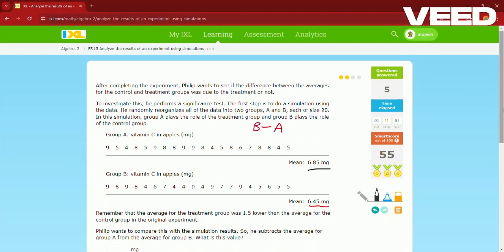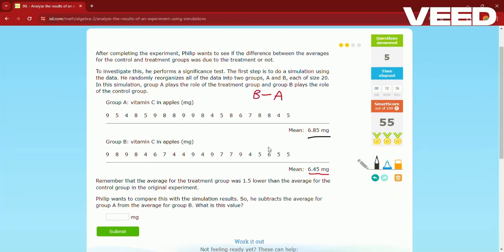Okay guys, this is part 2.2. Let's get to it. After completing the experiment, Philip wants to see if the difference between the averages for the control and treatment groups was due to the treatment or not. To investigate this, he performs a significance test. The first step is to do a simulation using the data. He randomly organizes all of the data into two groups, A and B, each of size 20. In this simulation, Group A plays the role of the treatment group and Group B plays the role of the control group. The mean for A is 6.85, while for Group B the mean is 6.45.